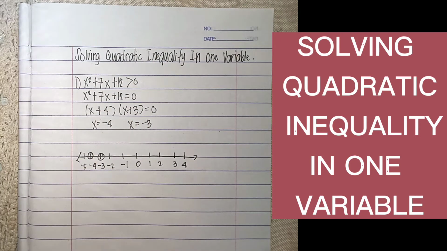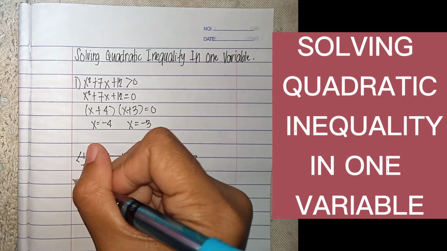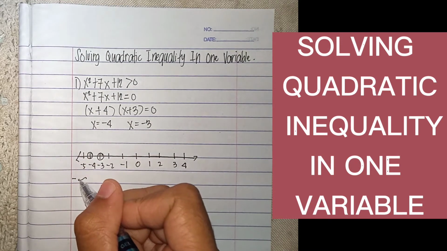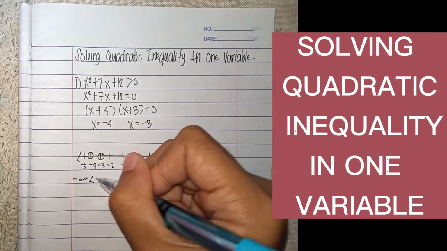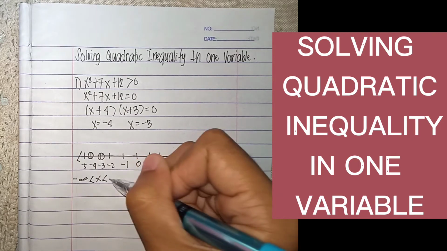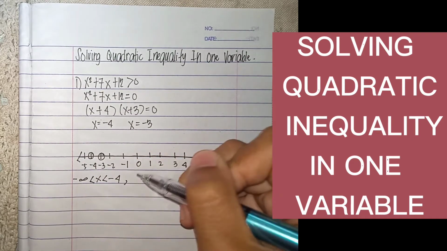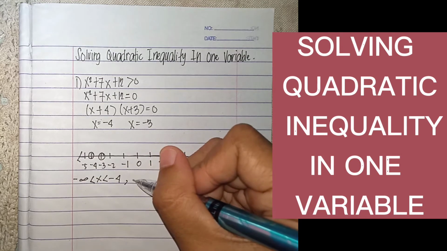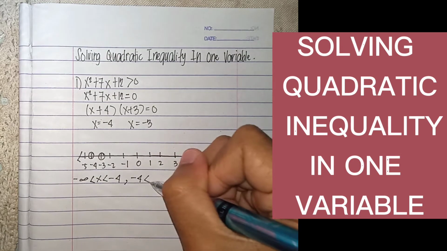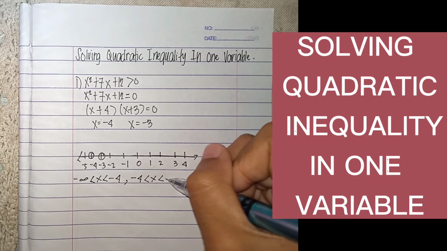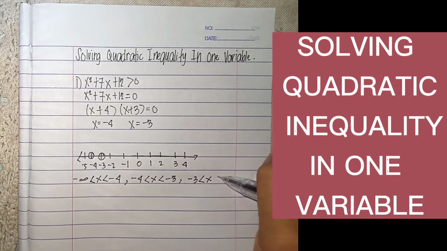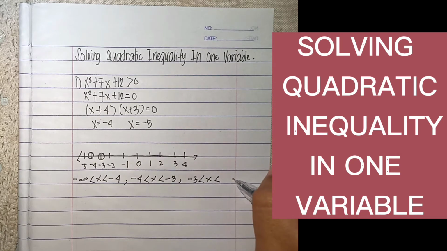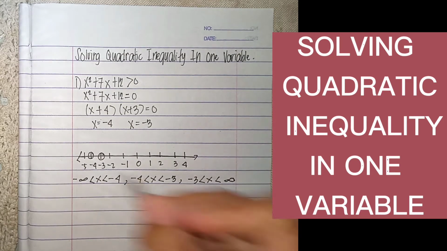So we will set 3 intervals here, and they are negative infinity less than x less than negative 4, and negative 4 less than x less than negative 3, and negative 3 less than x less than positive infinity. So here it is.